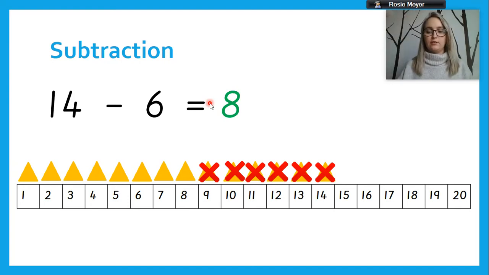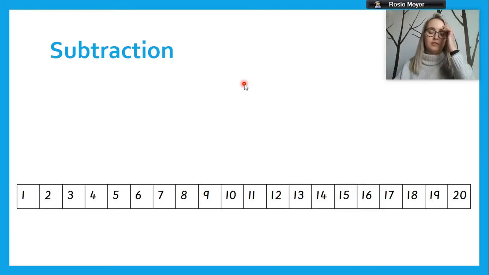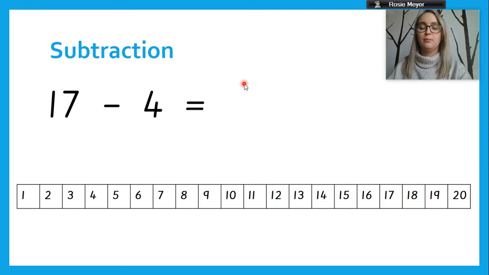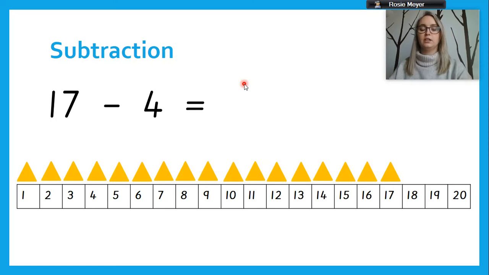If we're ready to move on, let's have a look at the next one. So our next number sentence we're going to write on our pieces of paper is 17 subtract 4. So when we've got our number sentence on our piece of paper, we are then going to add our 17 triangles onto your piece of paper. That might take you a little bit longer now, having to draw 17 triangles, but give it your best shot.